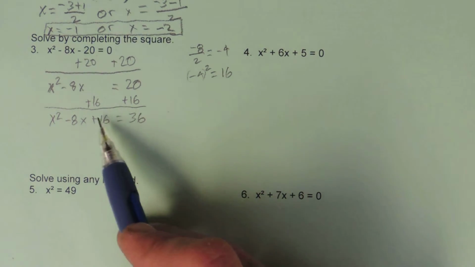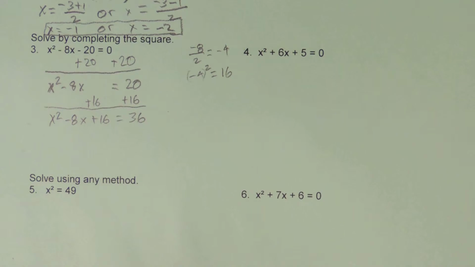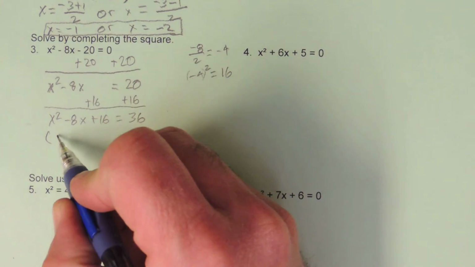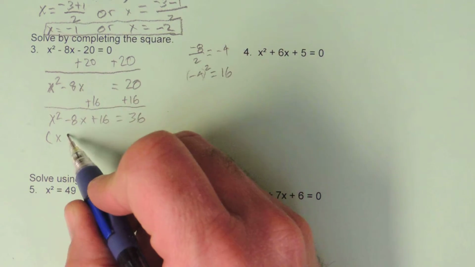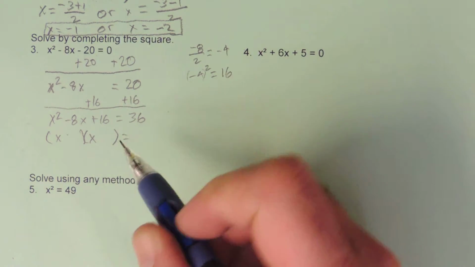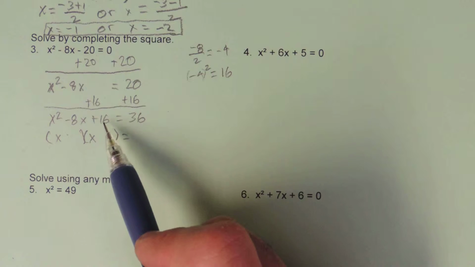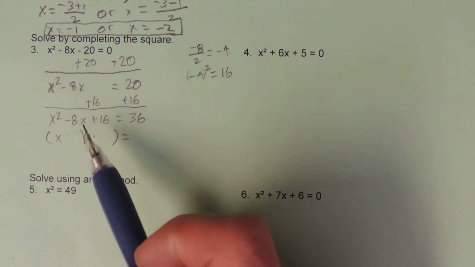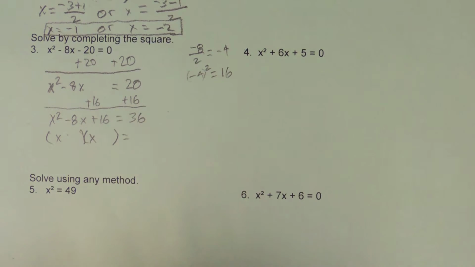Now I'm going to factor the left-hand side. I'm going to factor my trinomial. And you'll see what I mean when I say perfect square trinomial. Once I factor it, x, x. With my coefficients, I need to multiply to get 16. I need to add to get negative 8.